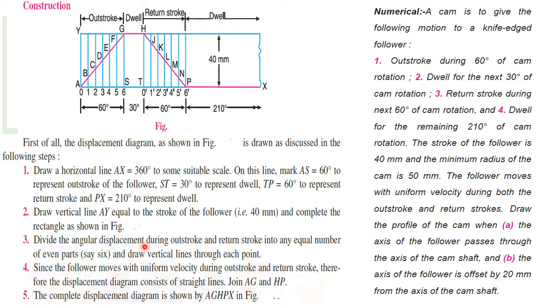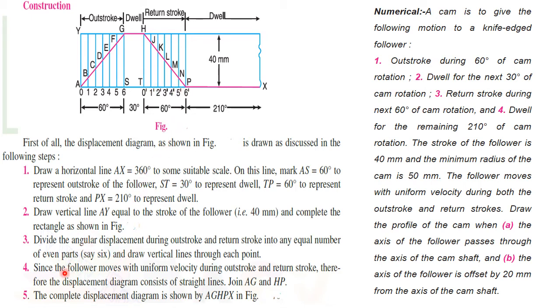Divide the angular displacement during outstroke and return stroke into any equal number of parts. Even parts should be taken. And draw the vertical lines through each point. Already I told you, we have divided into equal number of parts 0 to 6, and also divide the return stroke 0 to 6.